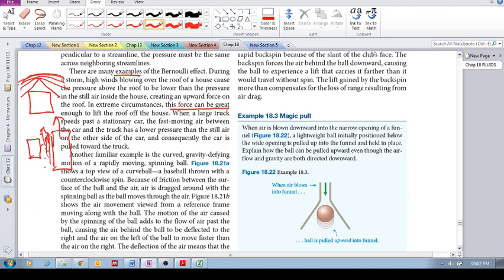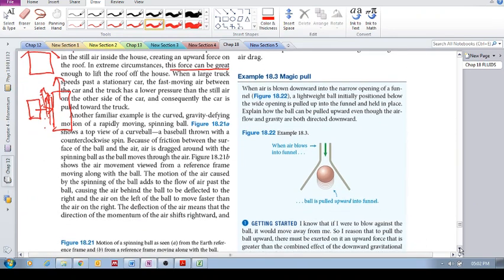Okay, and so the airflow over here is faster. The speed of the air is faster than over here on this side of the car. So the next time a big truck overtakes you, feel how you're going to be pulled this way, because the pressure over here is lower than the pressure over here, because the fluid is flowing faster over here than there. Okay, does that make sense?